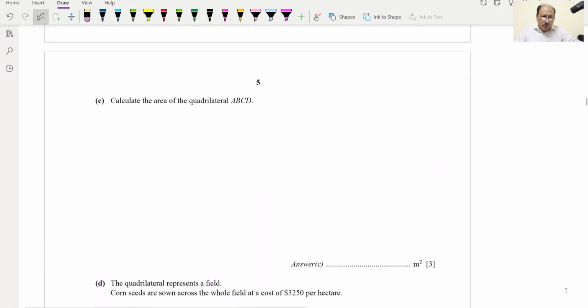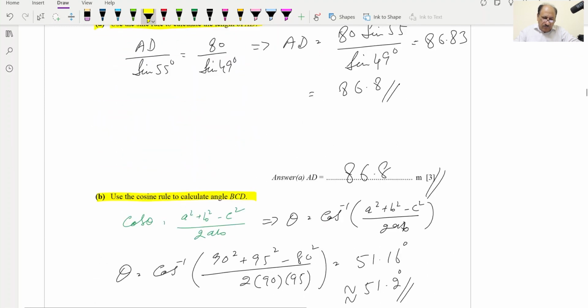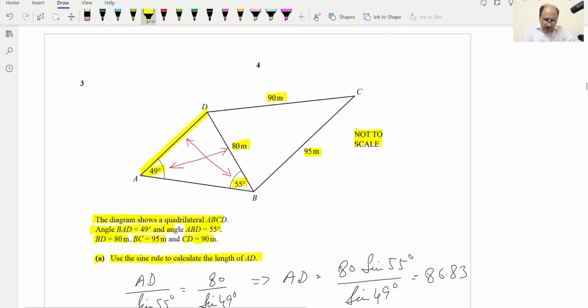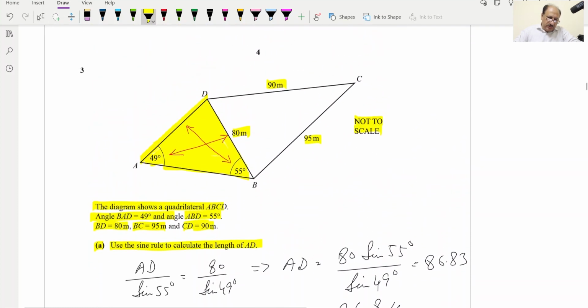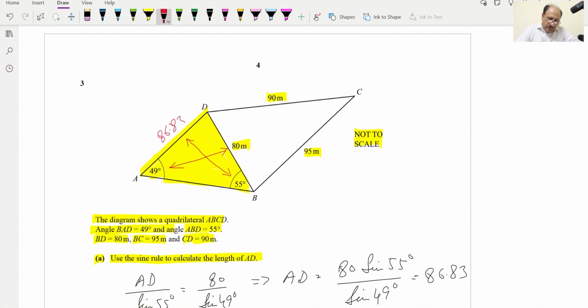Now they are saying calculate the area of the quadrilateral. Area of the quadrilateral ABCD is required, and for area of quadrilateral we need to find area of this triangle and area of the other triangle. So these two triangles, one is shaded, the other one is unshaded, so we have to find the area of these two. So area of this shaded one, triangle ABD, will be, now we have measurements which we can write, which we found 86.83 is AD. So 86.83 is this side, and this angle also we can find. This angle we can find, we can subtract 180 minus these two.